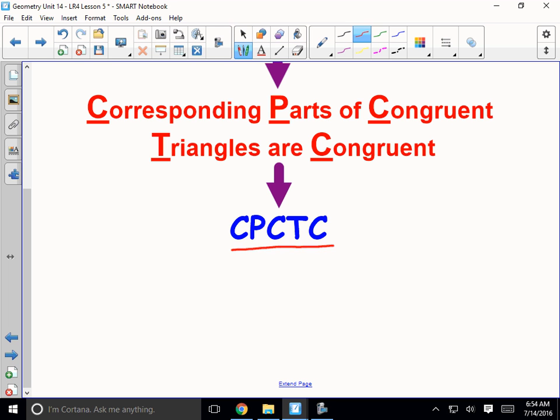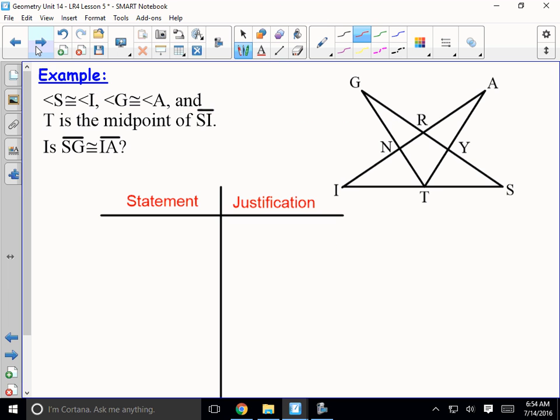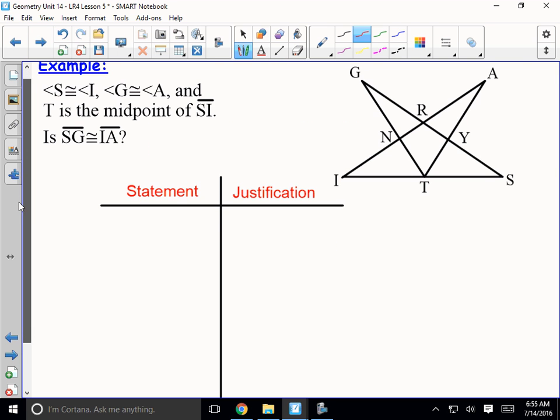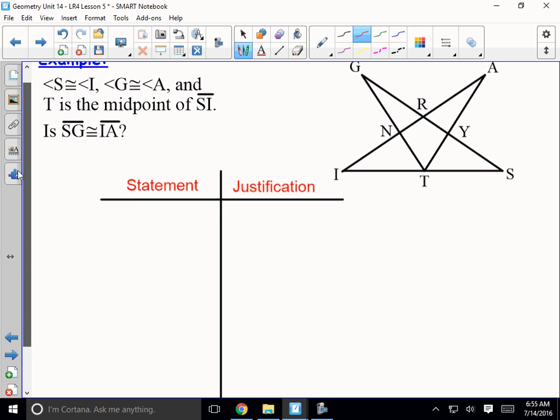So we have our acronym, CPCTC. Just remember the C is first, third, and fifth letters, and then you just need the PT, parts and triangles. So corresponding parts of congruent triangles are congruent. And we're going to use this and go through a couple of two-column proofs here. So now, remember the rules of setting up your proofs. Always start with what you're given and know that you're trying to prove something in the end.